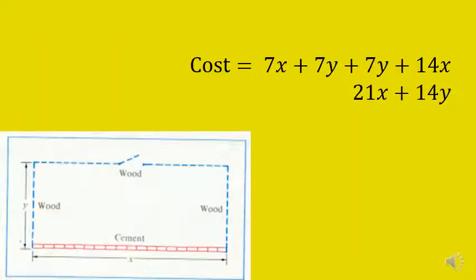And that's where I get this formula that the cost is going to end up being 7x to build the top of that picture, 7y to build the left side, 7y to build the right side, and 14x to build the bottom. Each of those is just how much the side costs per foot times the number of feet. When you combine like terms, we end up with 21x plus 14y.